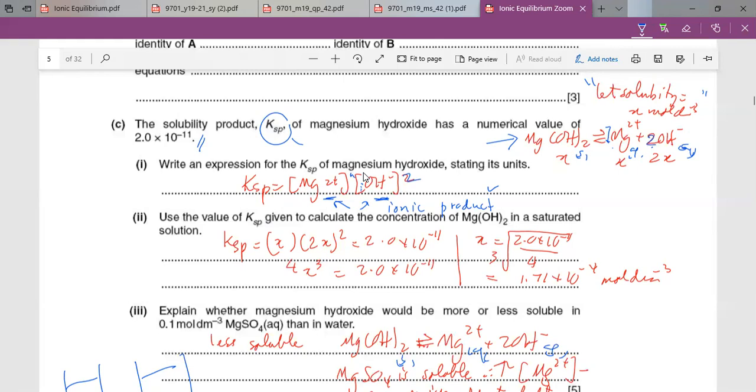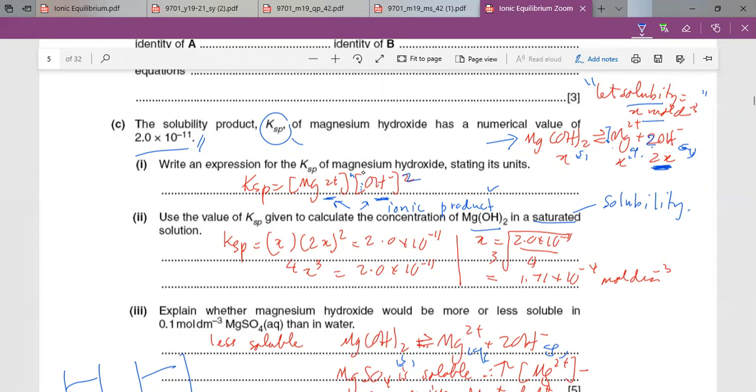So they give you the value of Ksp, this one here, and calculate the concentration of this one here, Mg(OH)2, in the saturated solution. Saturated solution means what? Means solubility. The solubility of a substance is the amount in grams or moles of a substance dissolved in 1 dm³ or 100 cm³ to form a saturated solution at a given temperature. So we use the solubility. Okay, x moles here. So now this is the actual amount, 2x.